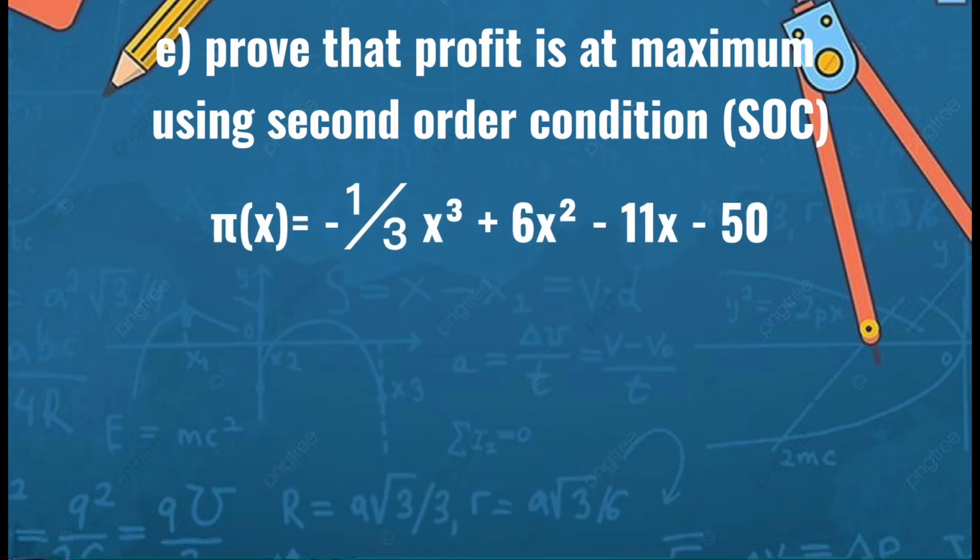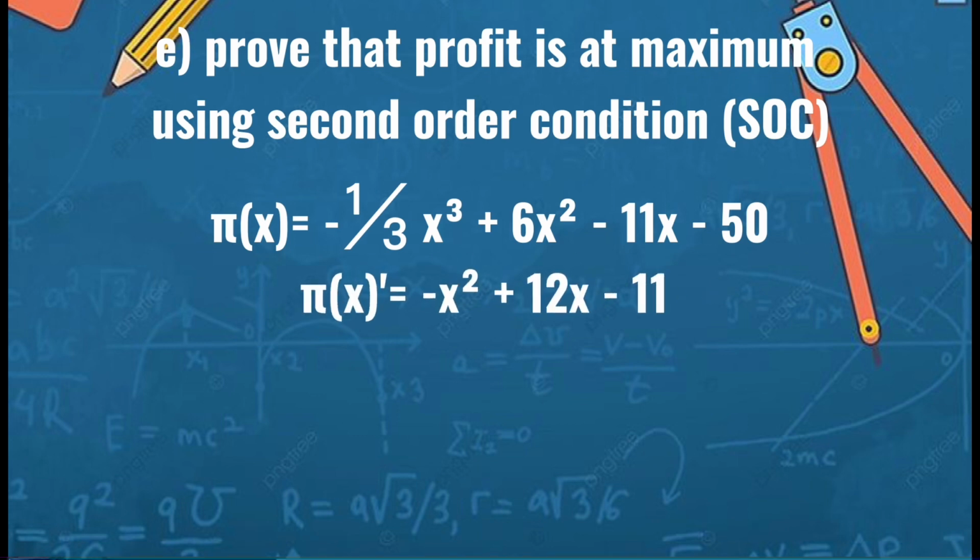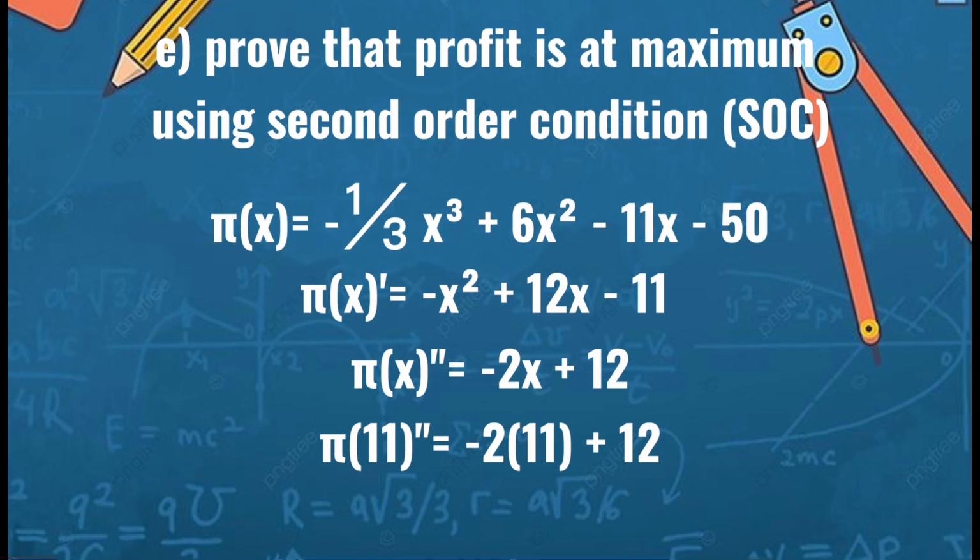First thing first, using our profit function, we apply our first derivative or FOC, and the answer will be negative x squared plus 12x minus 11. After that, we apply the second derivative, and the answer will be negative 2x plus 12. Then we plug our critical point, which is x equal to 11, into our second order condition answer, our second derivative answer, and we get the final answer, which is negative 10. So that shows us that our profit is at maximum level because we get a negative answer.